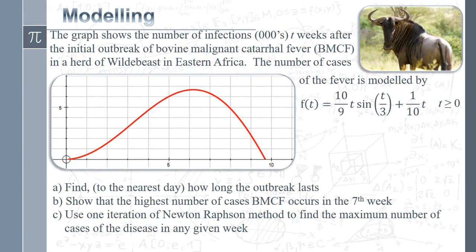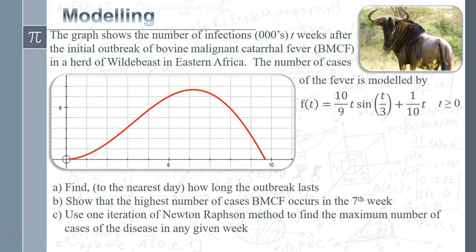Okay, so here we go. We've got the infection rate of initial vector of bovine malignant catarrhal fever. That sounds like fun in a herd of wildebeest. So we've got a modelling function here over time, and you can see we've got the number of infections as modelled by our curve here, and the equation for that curve is f of t is 10 over 9t sine t over 3 plus 1/10 t. And we've got a whole bunch of questions to answer there.